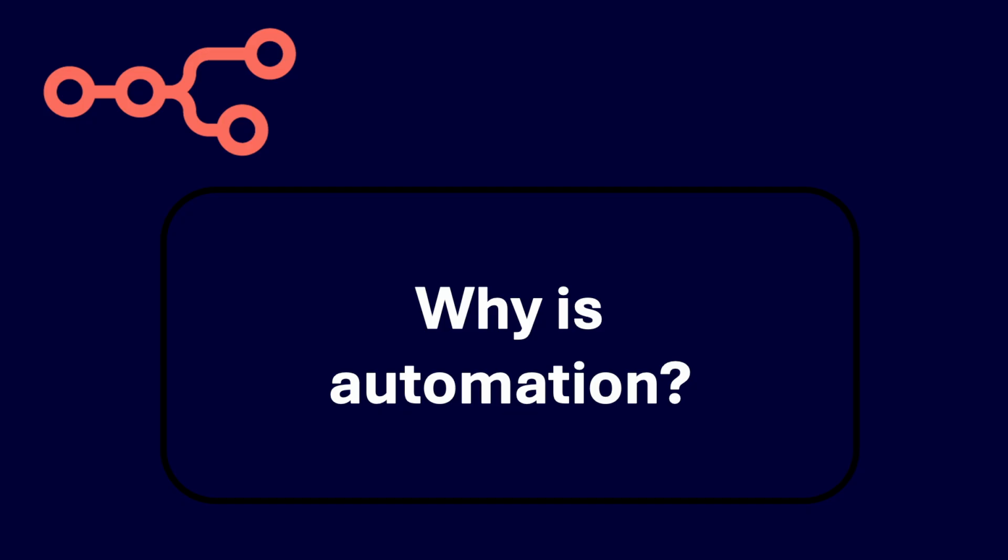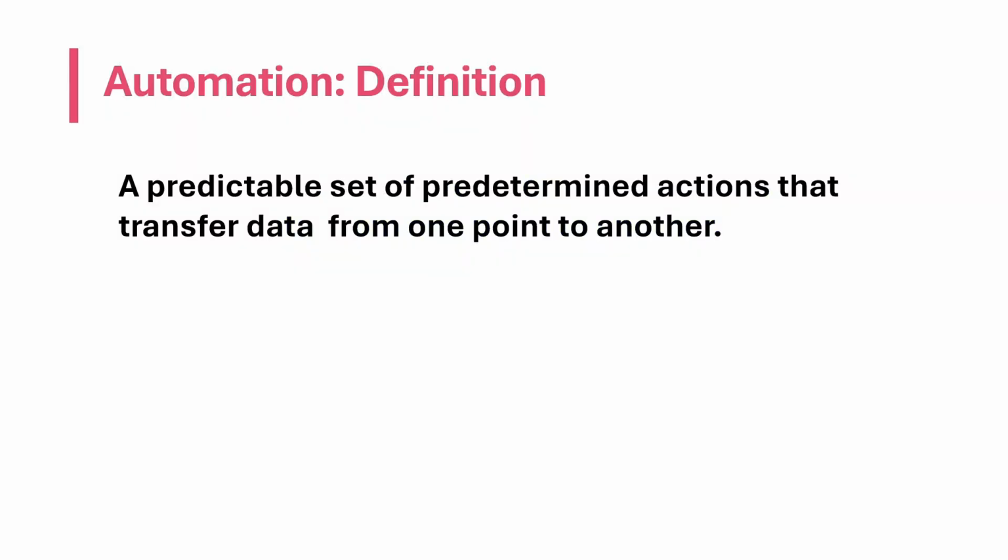That's automation at work. Let's see the definition of automation: a predictable set of predetermined actions that transfer data from one point to another. It might contain a lot of terms that you may not understand at first. Basically, it is a predictable set, as we already said, because it follows a fixed path every single time, and predetermined because you set the rule once and it runs automatically.